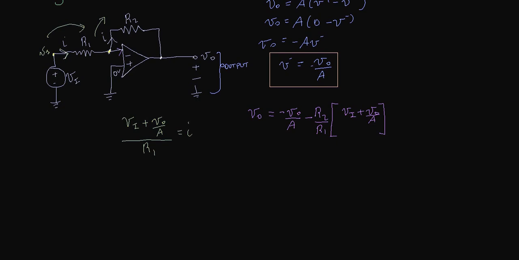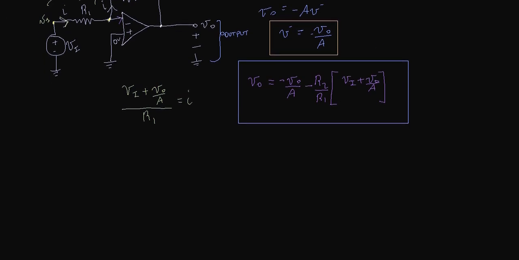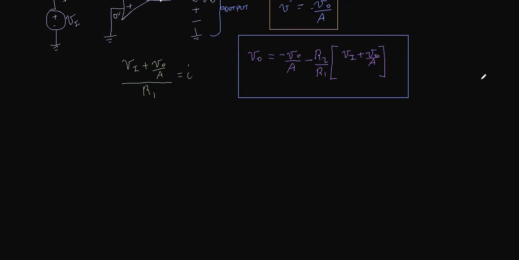So this is the expression. Again, V naught, the voltage at this node, is equal to the voltage at this node minus the drop across R2, and the drop across R2 is the current I times R2. So V naught is equal to minus V naught over A minus I, which is equal to V plus V naught over A, over R1, times R2. So again, we have a new equation that we want to solve for V naught now. We want to find V naught in terms of Vi and the open loop gain A.